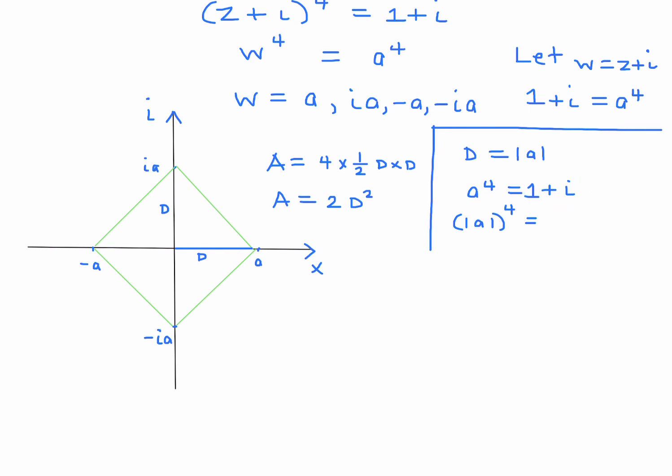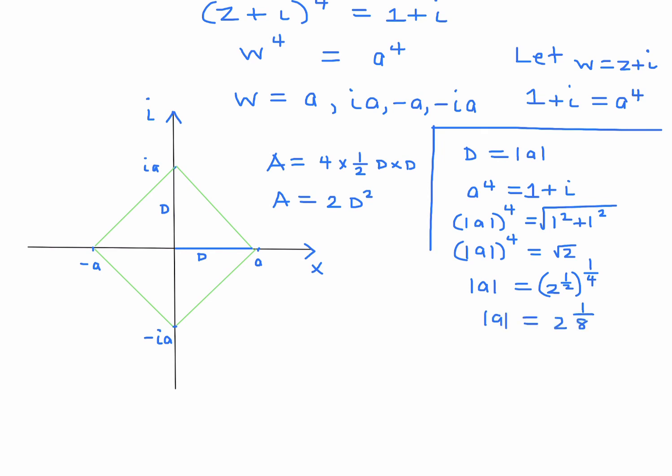How do you figure out the magnitude of a complex number? You take this number and square it, and then you take the coefficient in front of the i, which in this case is 1, and square it. You add those, and then you take the square root. So in this case, it's root 2, and that is the magnitude of a to the power of 4. If you just want the magnitude of a, you take root 2, which is 2 to the power of 1/2, and take the quarter exponent of it, and therefore the magnitude of a is equal to 2 to the power of 1/8.